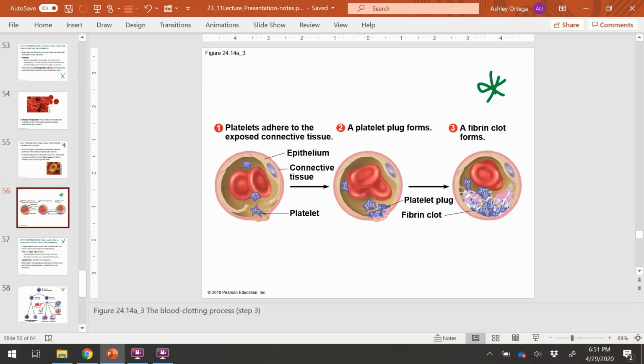The presence of all the platelets will stimulate fibrinogen to be activated to fibrin, and this will form a fibrin clot that will plug the rupture closed completely until the tissue can be repaired. After the tissue is repaired, then the clot disintegrates.